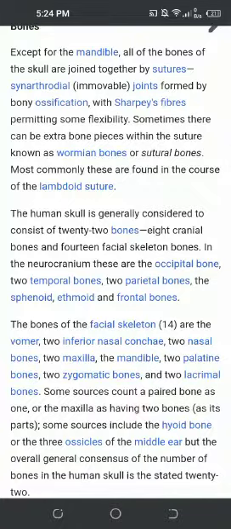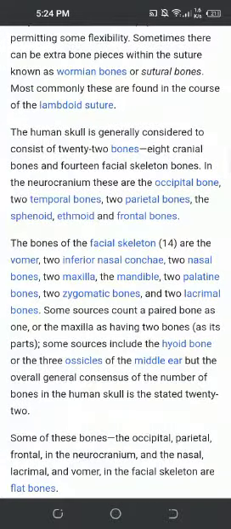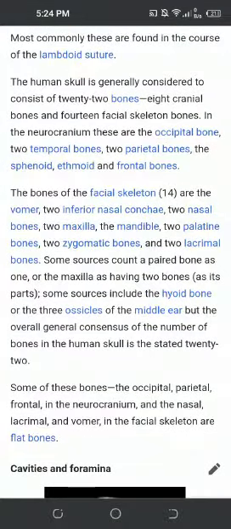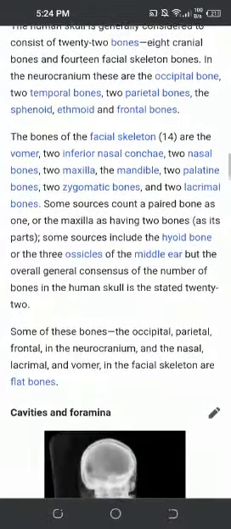The human skull is generally considered to consist of 22 bones: 8 cranial bones and 14 facial bones. In the neurocranium, these are the occipital bone, 2 temporal bones, 2 parietal bones, and the sphenoid, ethmoid, and frontal bones. The bones of the facial skeleton are the vomer, 2 inferior nasal conchae, 2 nasal bones, 2 maxillae, the mandible, 2 palatine bones, 2 zygomatic bones, and the 2 lacrimal bones.